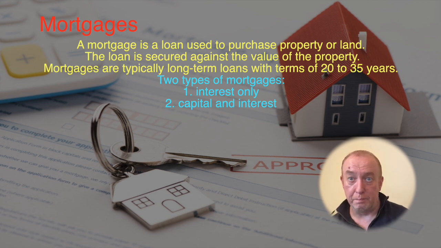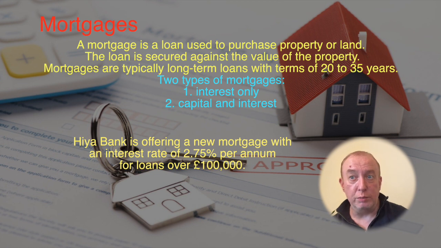For example, Hart Bank is offering a new mortgage with an interest rate of 2.75% per annum for loans over £100,000.